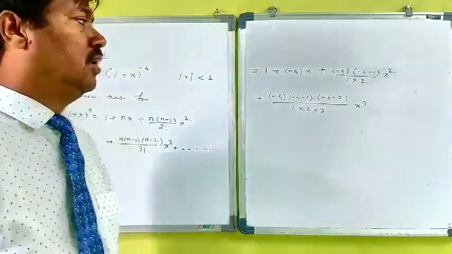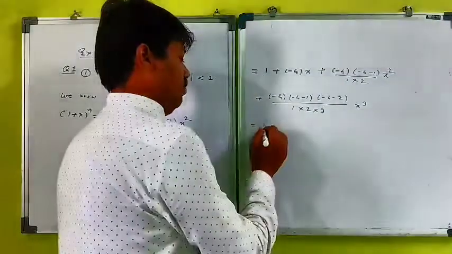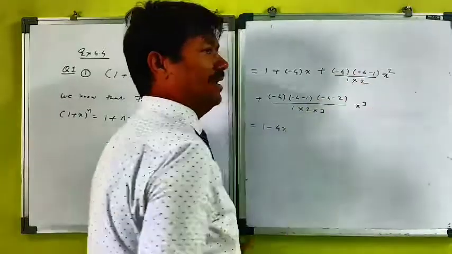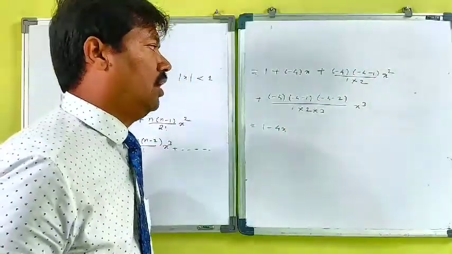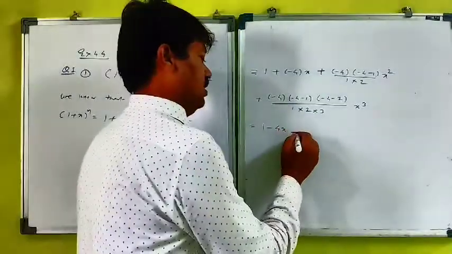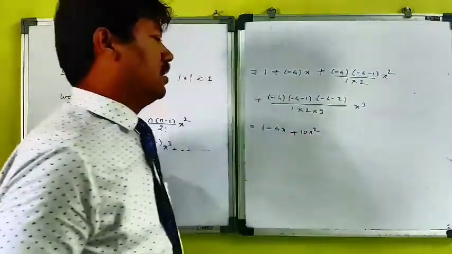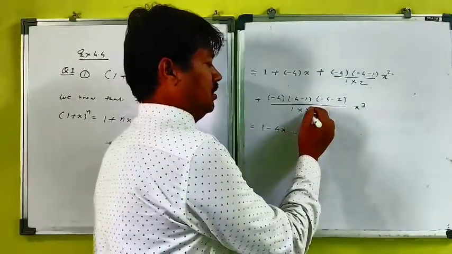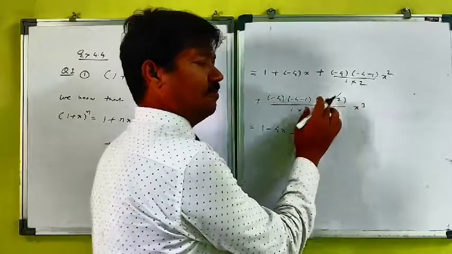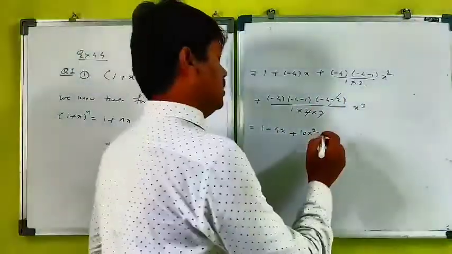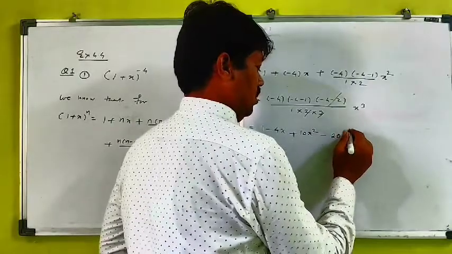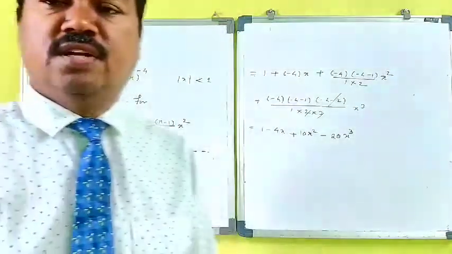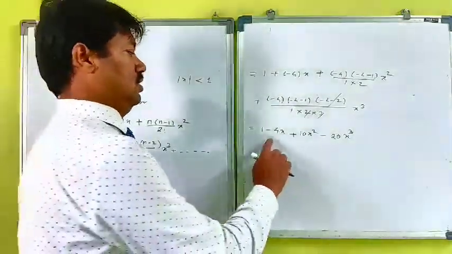Of the expression, here it is 1 minus 4x. What is this one? Minus 4 into minus 5, that becomes plus 20. 20 upon 2, so that is 10. So it is 10x squared. Next, minus 4 into minus 5 becomes 20, into the 6, that gets cancelled with this bracket, but this minus sign is there. So it is minus 20x cubed. So that is the expression for the first 4 terms.